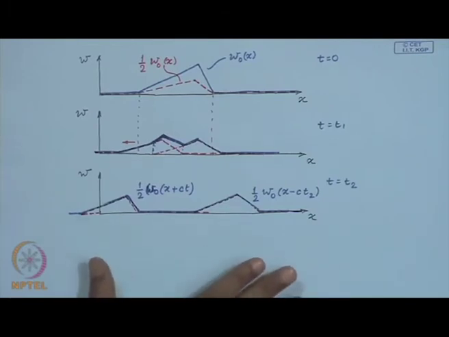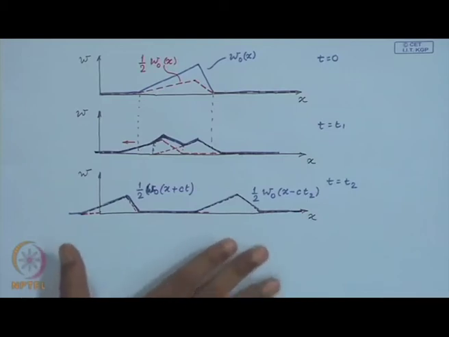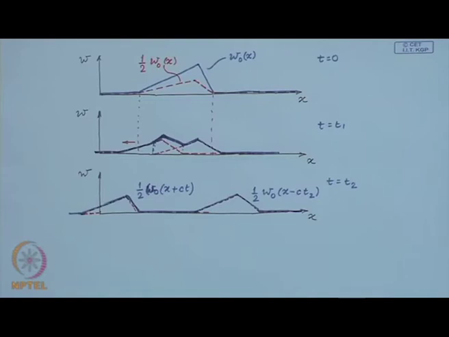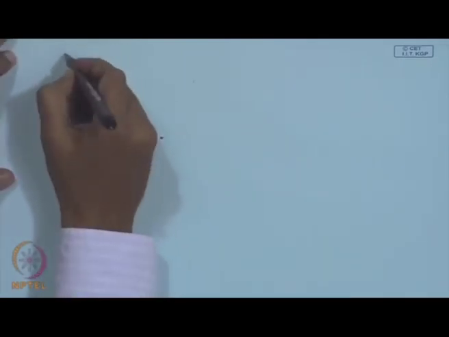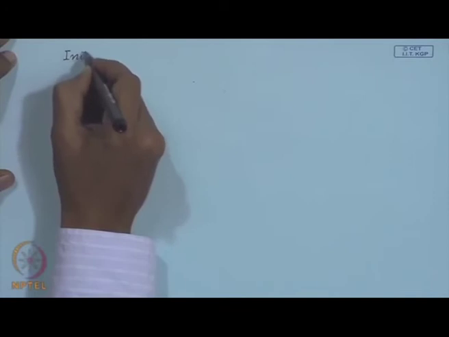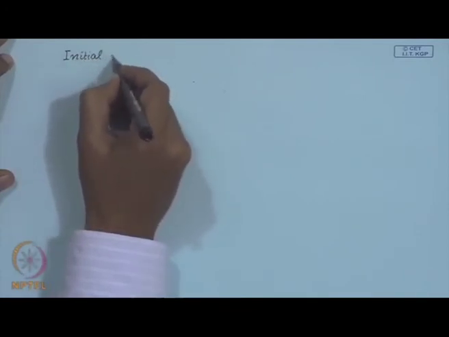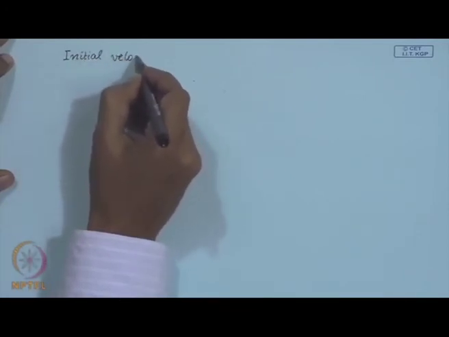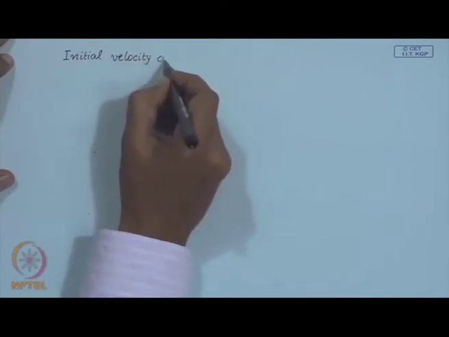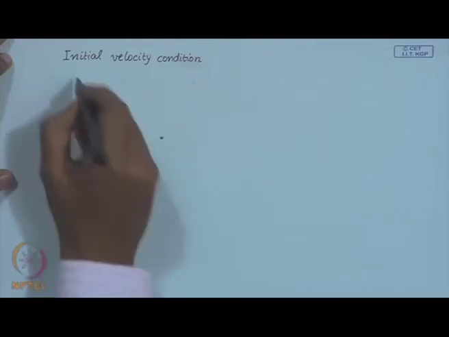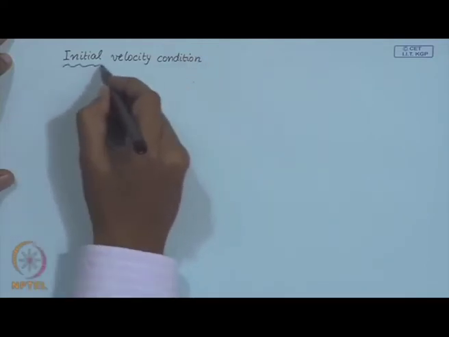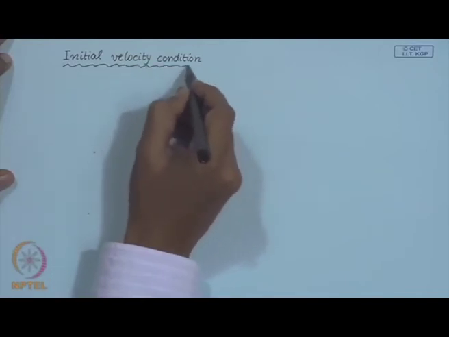But usually giving an initial shape is more difficult in practical situations. What we can give quite easily is initial velocity condition. This is very important from practical considerations as well.